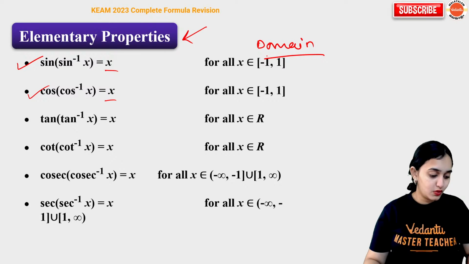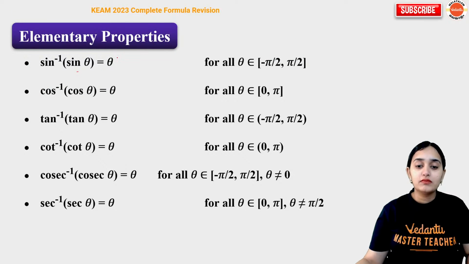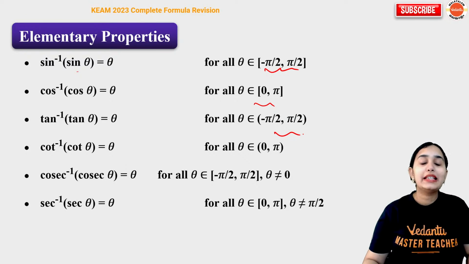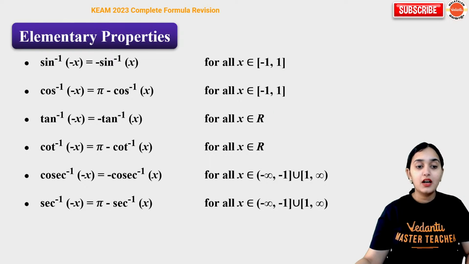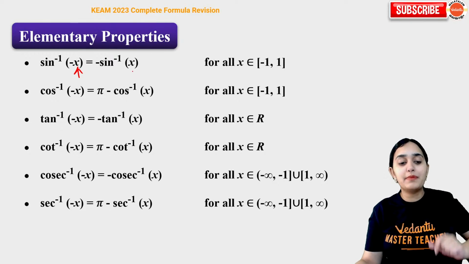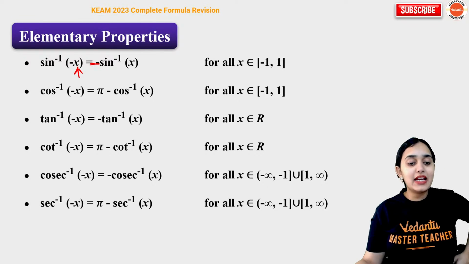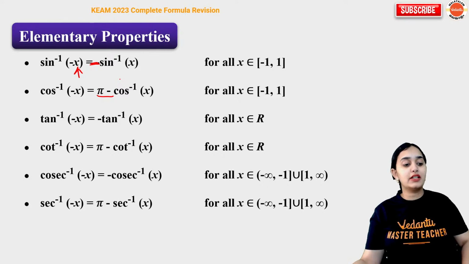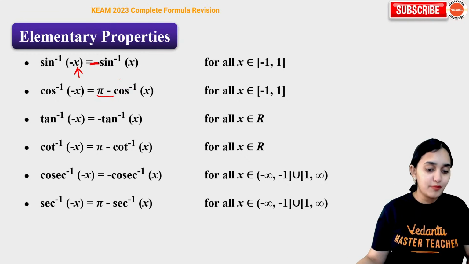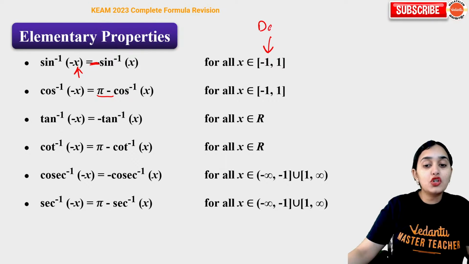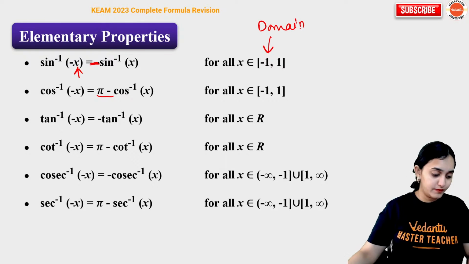Not outside the domain. Okay. Here also they are theta for these values of theta in radians. Next, what is sine inverse of minus x? Negative angle concept is also given. So when it is sine, it will be minus. When it is cos, it will be pi minus cos inverse x. Again, these formulas are important. Please memorize them. And remember, x should belong to the domain.